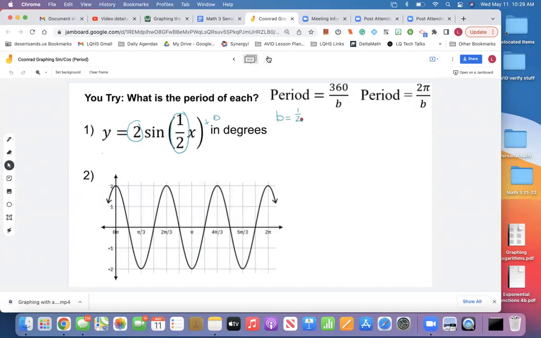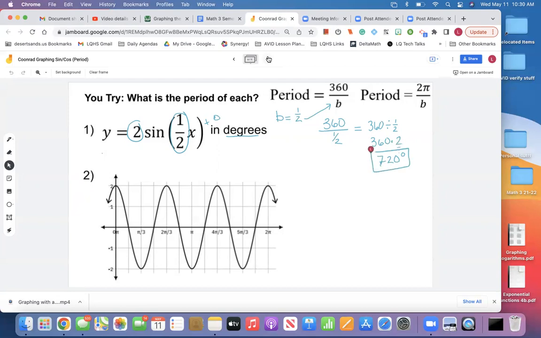Therefore, because it's not 1, the period is not 360 or 2 pi. It's something else. So they want it in degrees. So we're going to do this. We're going to plug in the 1/2 right there. So we take 360. You could do this on your calculator if you don't like fractions. 360 divided by 1/2, which you flip and multiply. 360 times 2/1, which means it's really stretched out longer to 720 degrees.